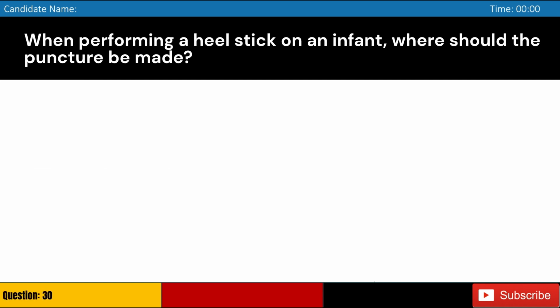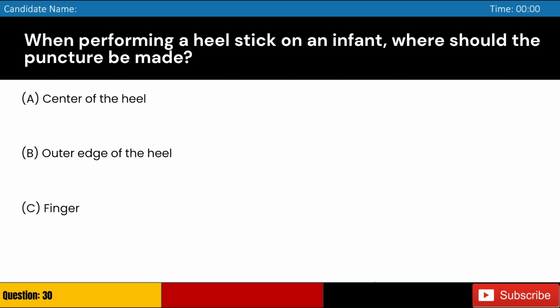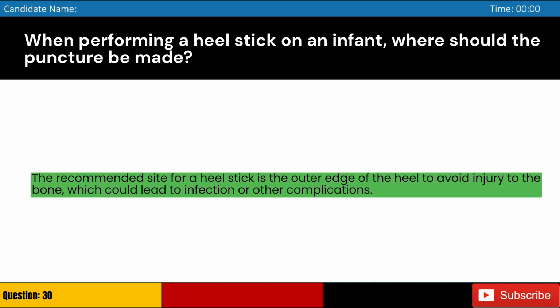When performing a heel stick on an infant, where should the puncture be made? A. Center of the heel. B. Outer edge of the heel. C. Finger. D. Earlobe. Answer B. The recommended site for a heel stick is the outer edge of the heel to avoid injury to the bone, which could lead to infection or other complications.